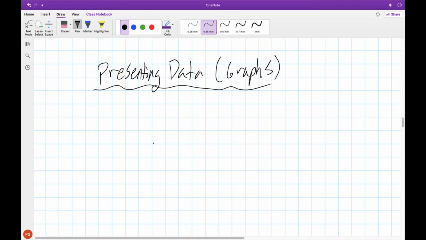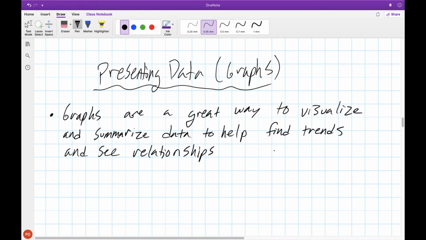This is a follow-up for part 1 where we talked about analyzing data. Now we're going to look at presenting data and different ways of presenting data, in particular using graphs. Graphs are an excellent way to visualize and summarize data, as well as to help find trends or see relationships in the data that you've collected.